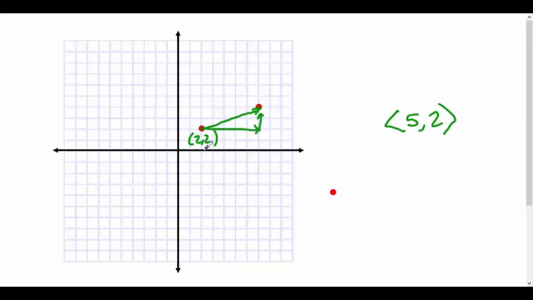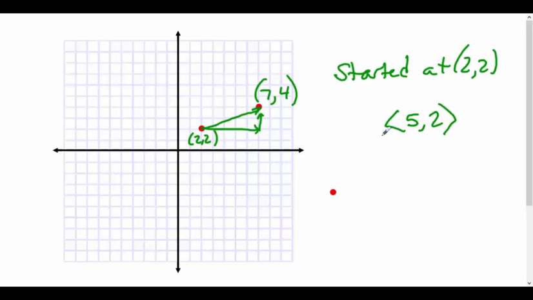All right. So now if you looked at what this coordinate pair would be, you're looking at 2 plus 5 is 7, and 2 plus 2 is 4. Because this particular translation started at 2, 2, and then the vector translation is 5, 2, that gives your new point at 7, 4. Now, if you wanted to know that distance, the magnitude of the vector is the distance from the first point to the translated point.